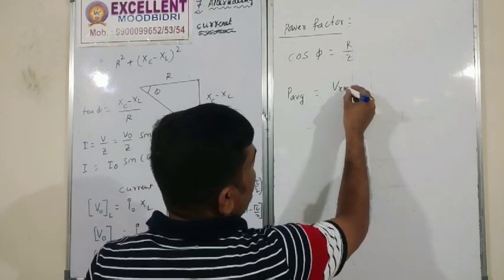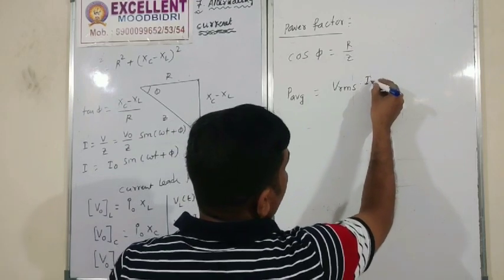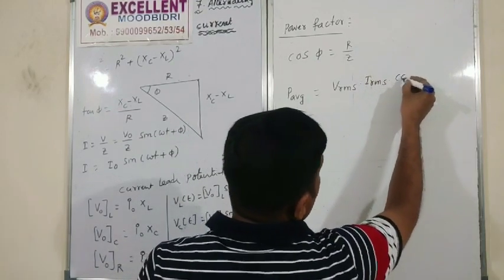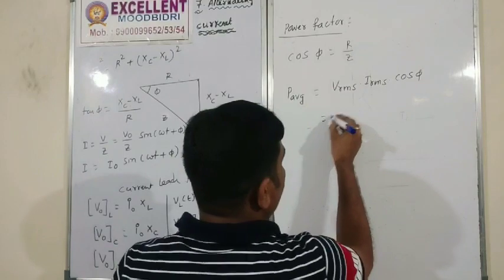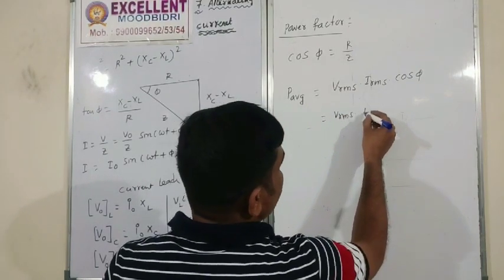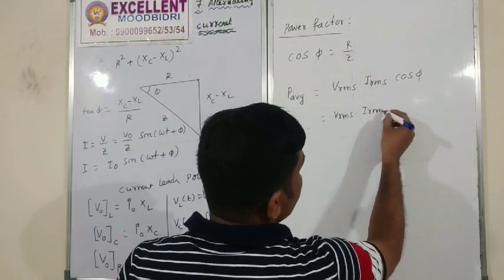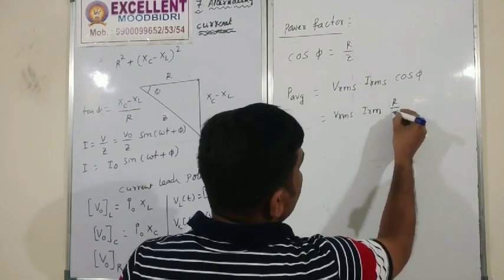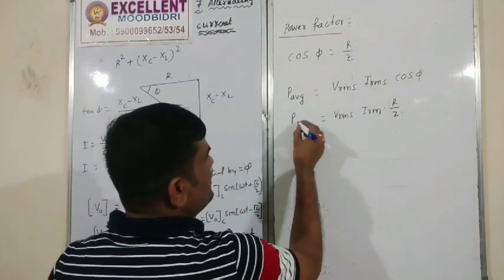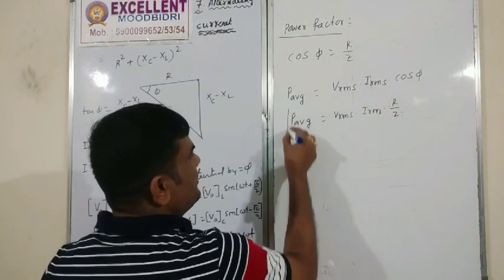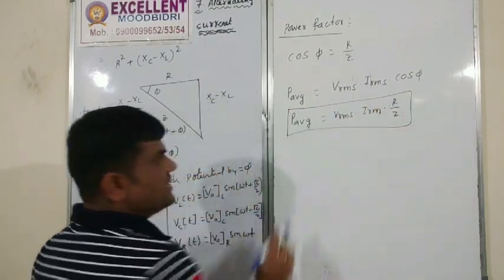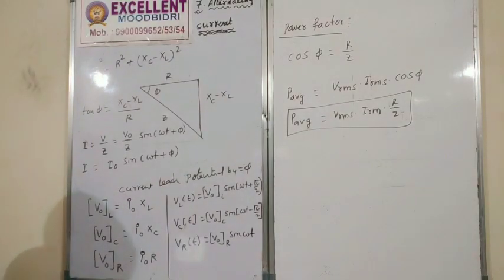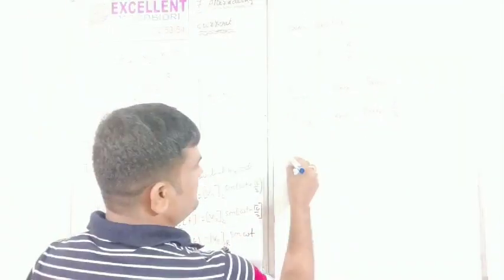So VRMS into IRMS into cos phi. Therefore, VRMS into IRMS into cos R by Z. Remember, this is the average power, not zero. Right? So now, the last one, case 3.